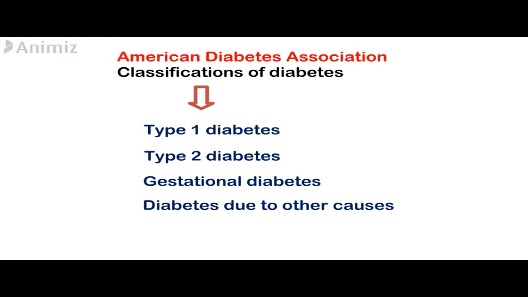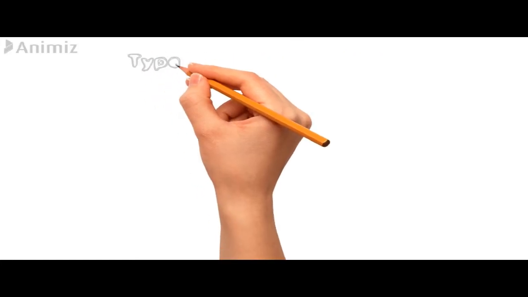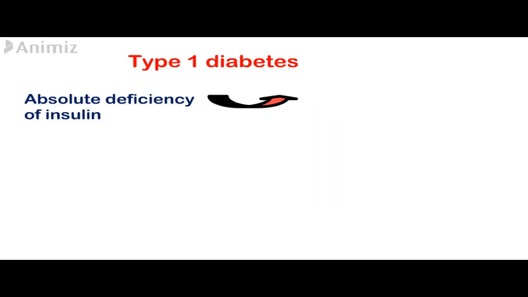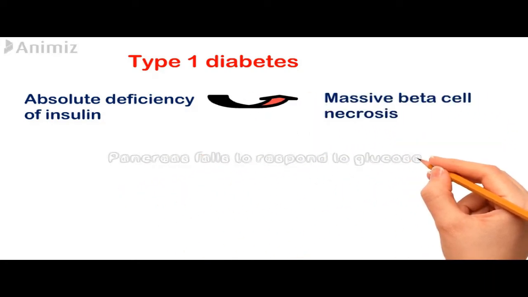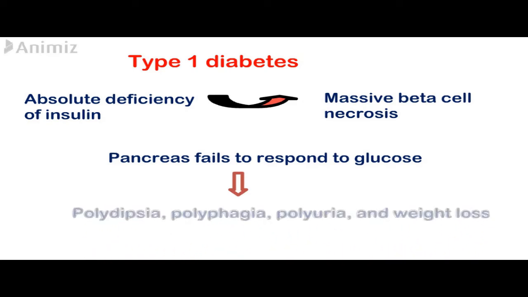Let us first start with type 1 diabetes. This type is characterized by an absolute deficiency of insulin, which is caused by massive beta cell necrosis. The loss of beta cell function is usually related to an autoimmune mediated process directed against the beta cells. Also, it can be triggered by the invasion of virus or the action of chemical toxins.